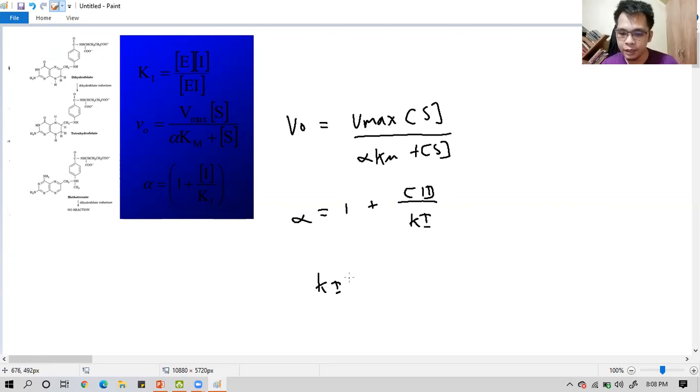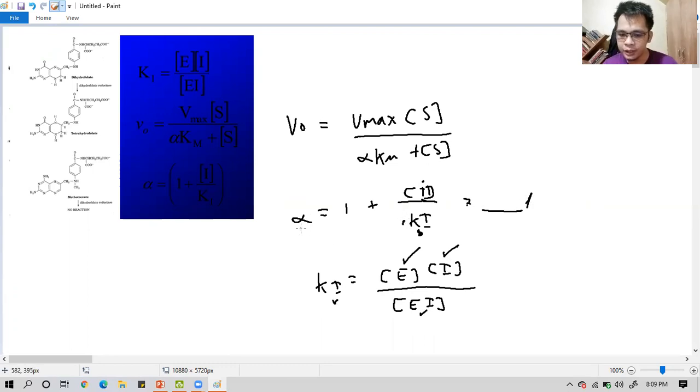Whereas the Ki naman daw is equals to concentration of the enzyme times the concentration of the substrate, and then concentration of the enzyme and inhibitor complex. So simultaneous naman yan. Usually sa problems, given naman yung concentration ng enzymes, given yung concentration ng I, and then given din yung Ki. So substitute nyo lang yung values dito. And once na may values na yan, magkakaroon tayo ng values here, values din dito, and you will have the result for the alpha here.